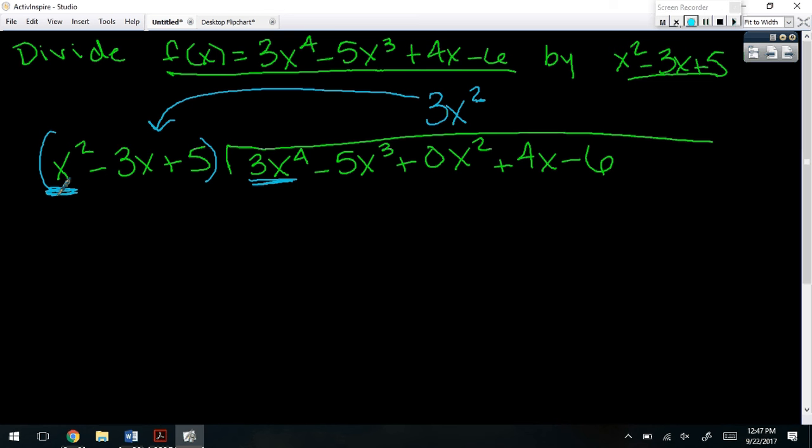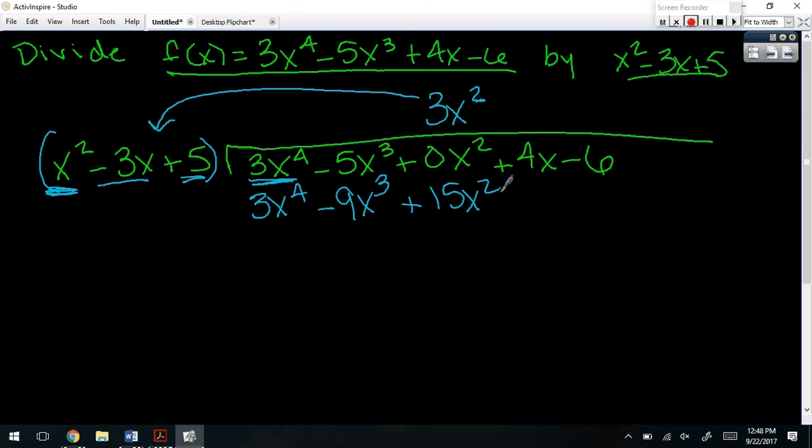Now y'all stay with me. 3x squared times x squared is 3x to the 4th. I'm going to go to the column with the 4 powers and put that here. Just basically distribute through. What is 3x squared times negative 3x? Yes. Y'all be confident. Y'all said that very hesitantly. Negative 9x to the 3rd. There's still one more term there I haven't taken the 3x squared to, and that's this last one. And you're right, it's plus 15x squared.